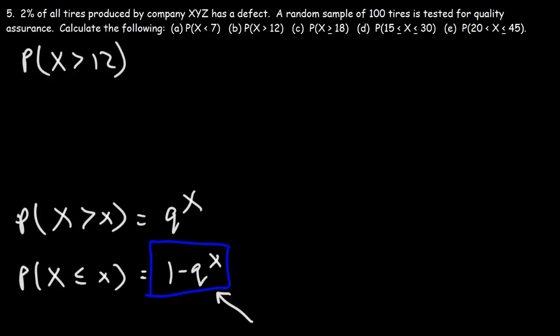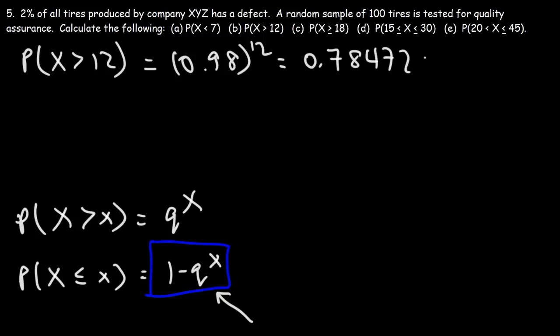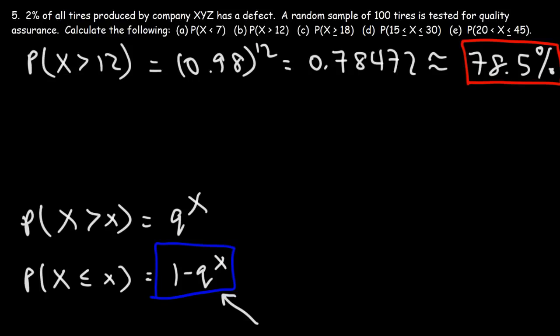So now we could use that to get the answer for part B. So this is going to be 0.98 raised to the 12th power. Which is 0.78472. So there's a 78.5% chance, approximately, that a defect will be found beyond the 12th sample. So the defect will be found between sample 13 to sample infinity.